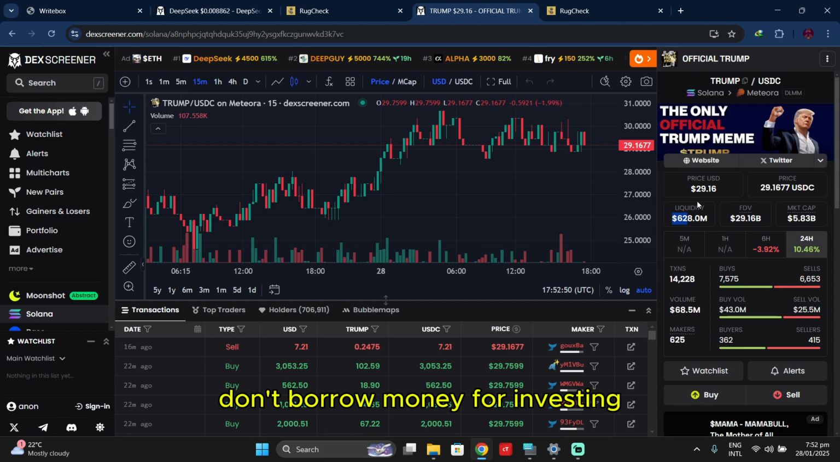Don't borrow money for investing. Don't invest what you cannot afford to lose.